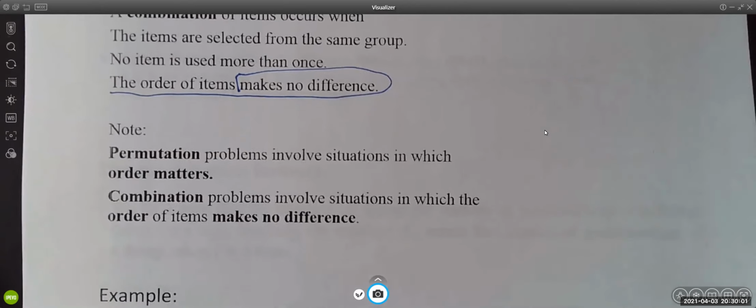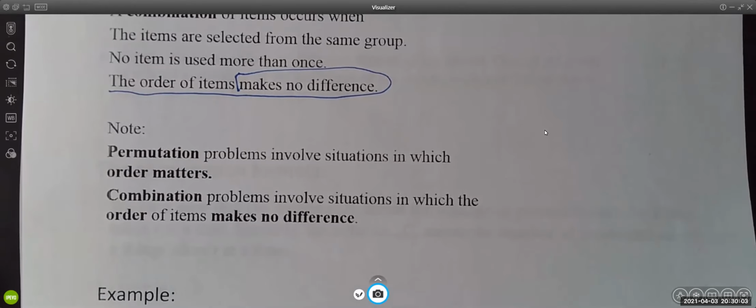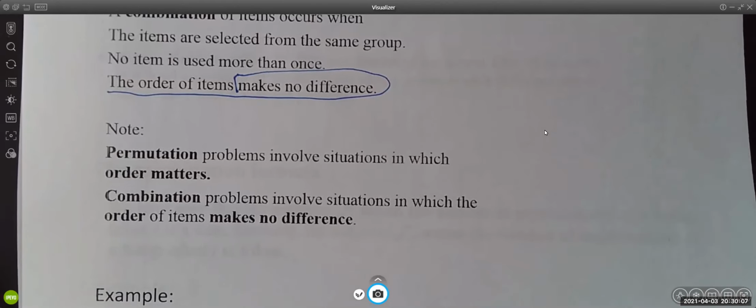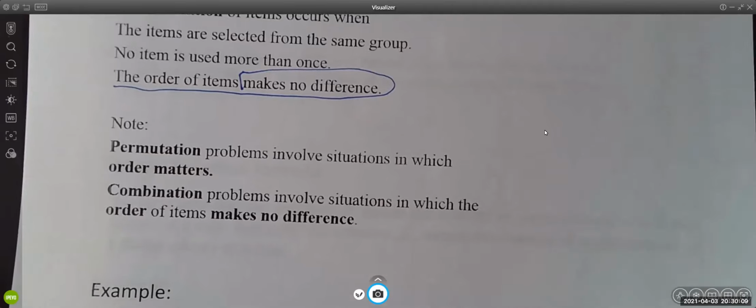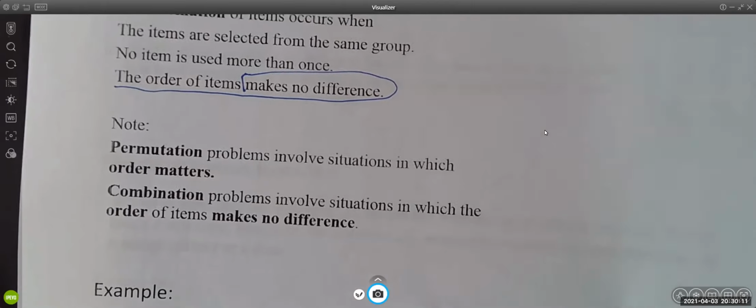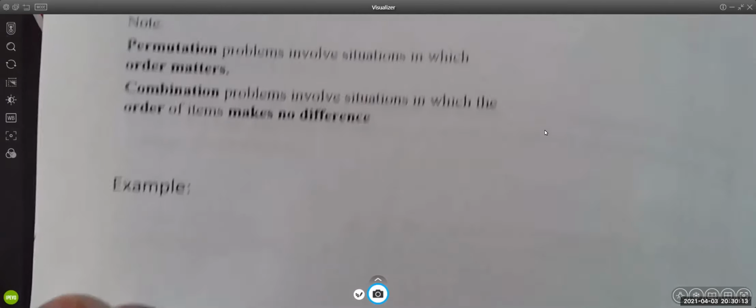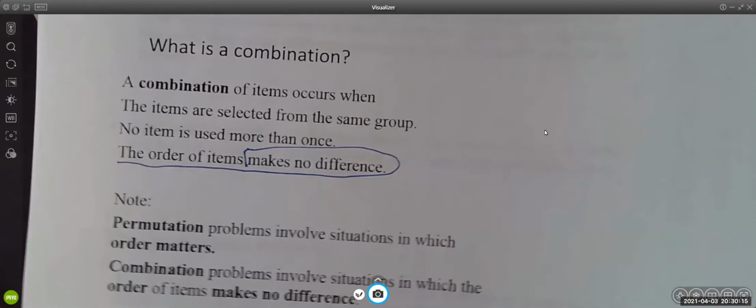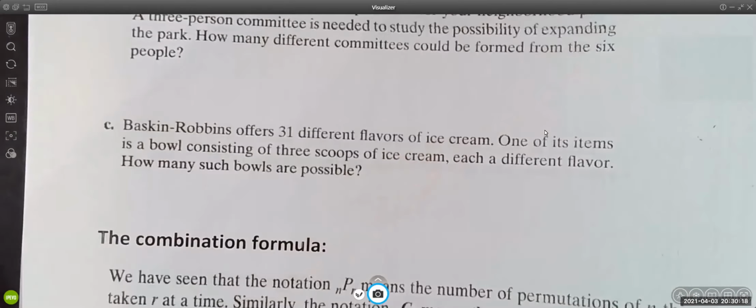So far, all 3 methods to do counting are presented to you. The first one is called the fundamental counting principle. The second one is permutation. This is the third one. We call it combination. Now, let's look at an example.